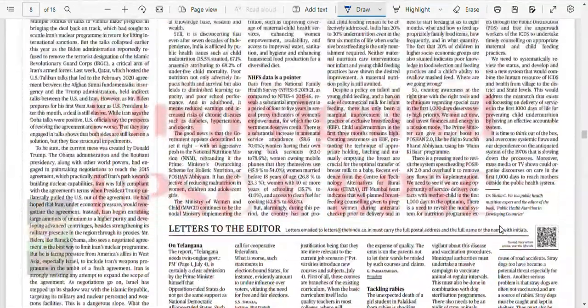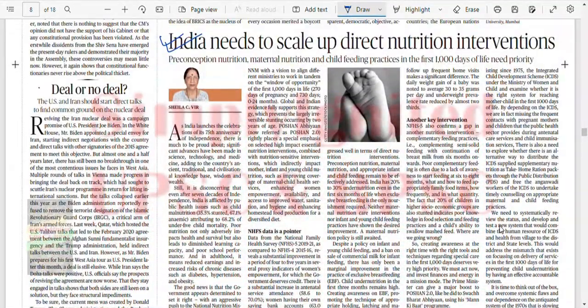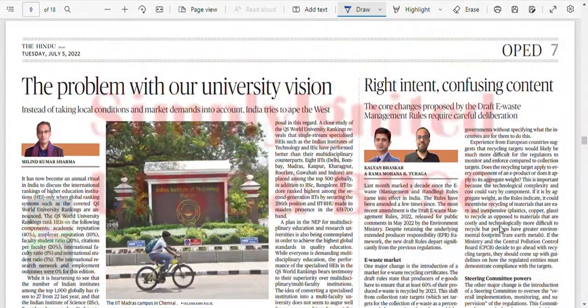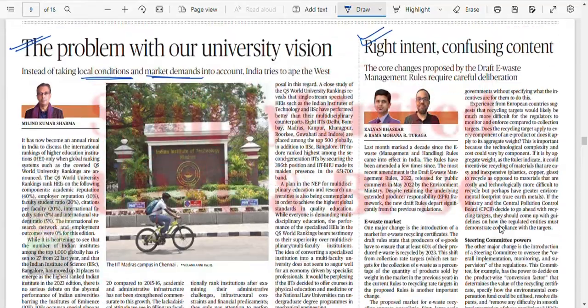We'll do this also, the US Iran thing. It has not been in the news, so why it has come we have to see. University vision. Okay, fine, we'll see this. This is a good point: local condition and market demands. Right intent, confusing content. E-waste management rules, very important. So all the articles are important today.